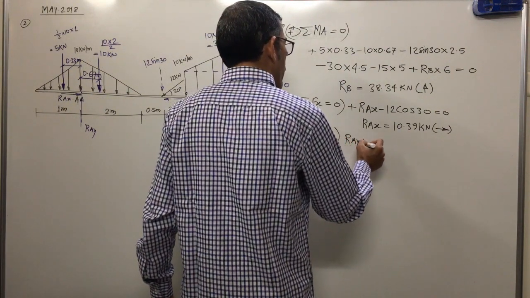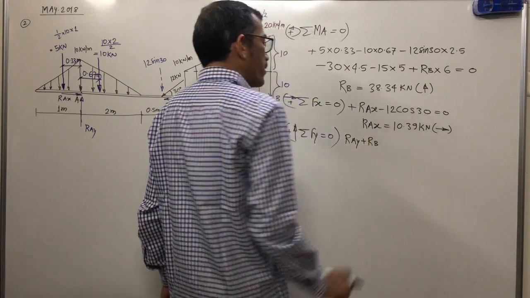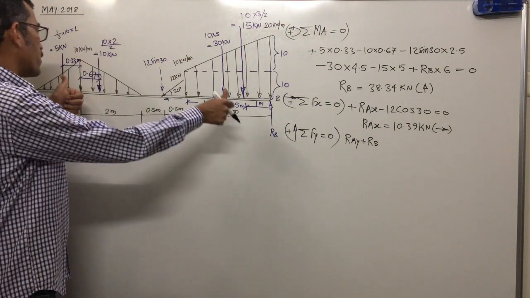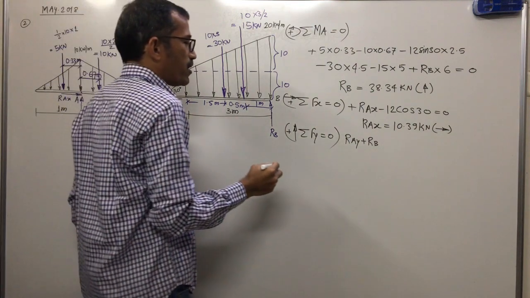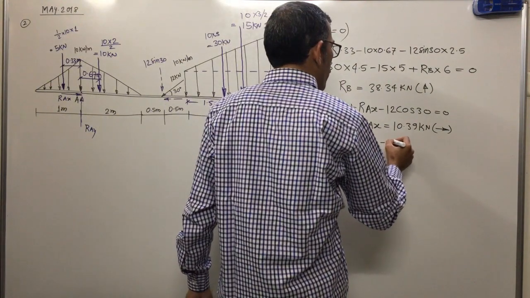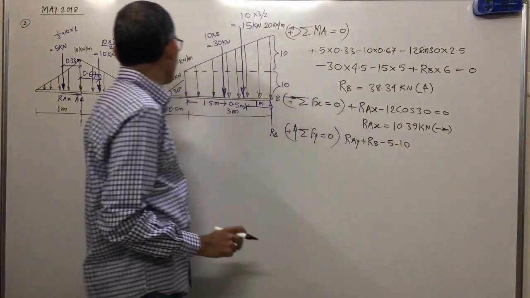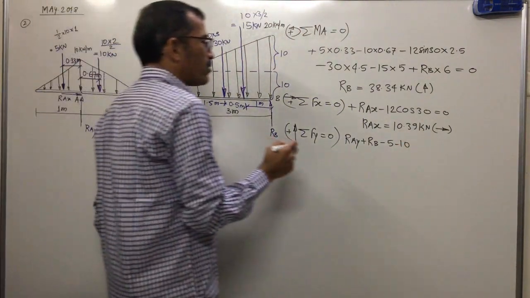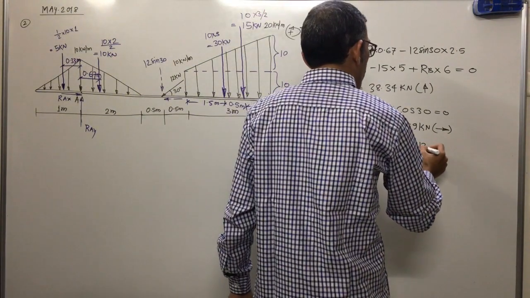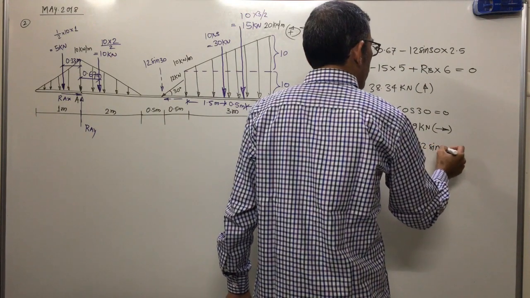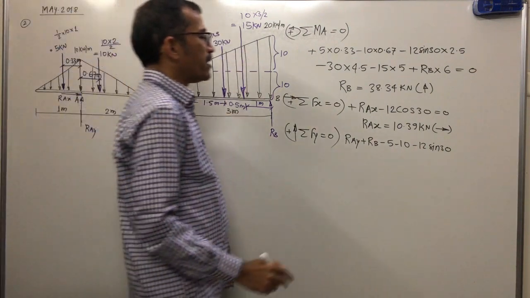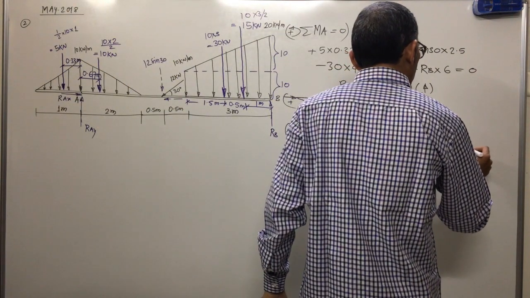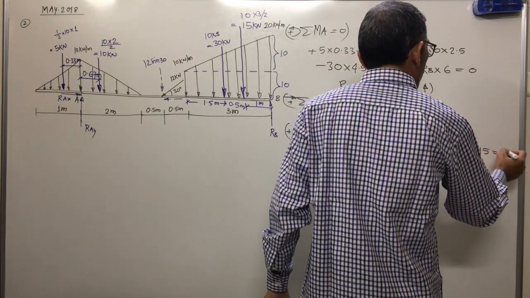RAY and RB upward. 5 downward, 10 downward. Minus 5, minus 10, downward, negative. 12 sin 30 downward, minus 12 sin 30. Sin 30 is half, so you can take 6, 30 downward, 15 downward. Minus 30, minus 15 equals 0.